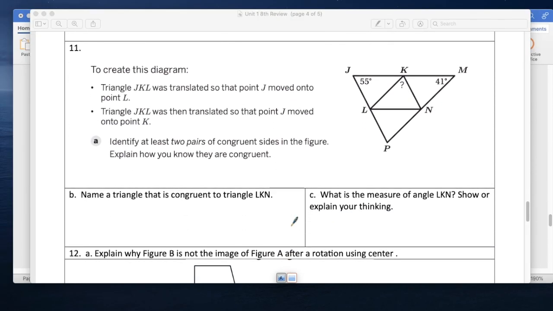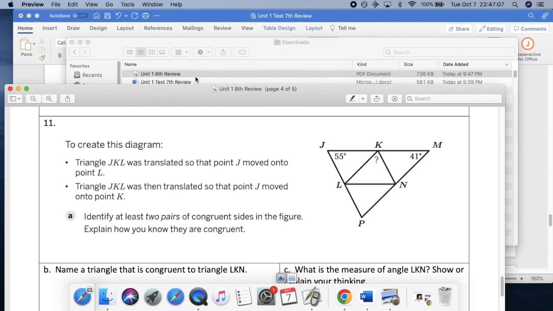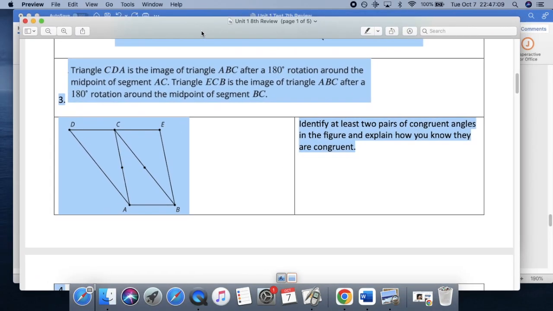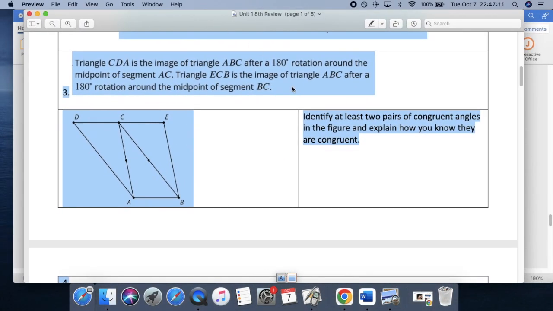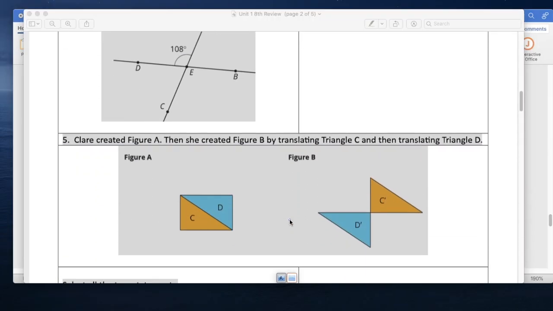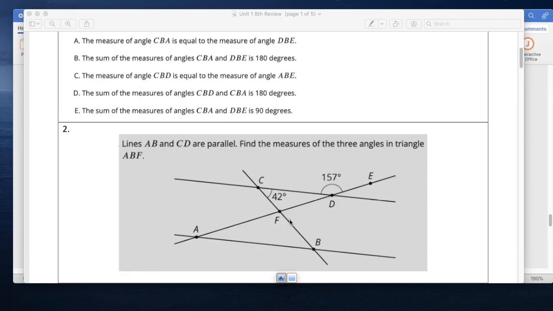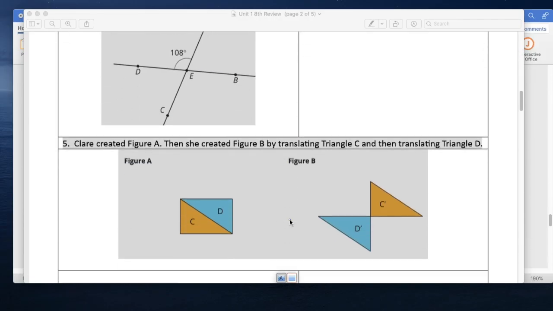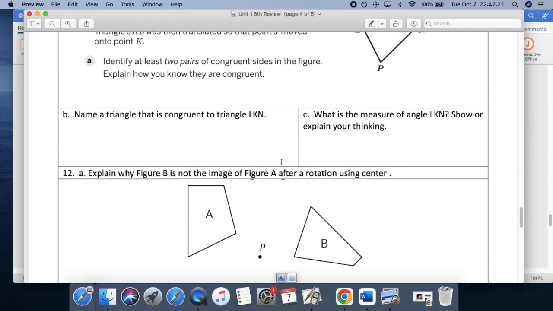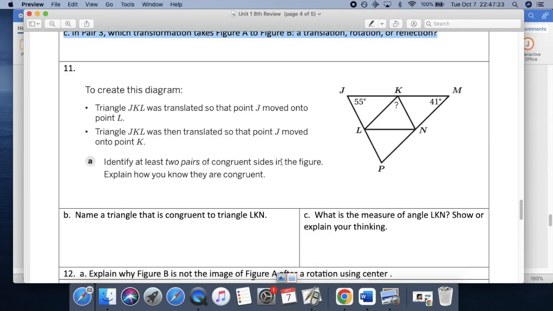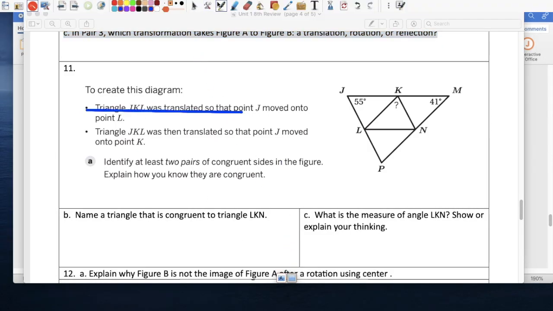So this might be a little tricky. You might need some colors when you do it, even on your test. What is this? Use some colors. So here we are. We have a triangle.